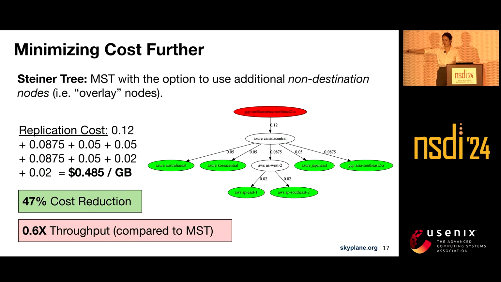So this is generated with something called a Steiner tree algorithm, which is very similar to the minimum spanning tree. You're just allowed to use extra nodes that are neither source nor destinations. So this gets us up to a 47% cost reduction, but actually reduces the throughput.